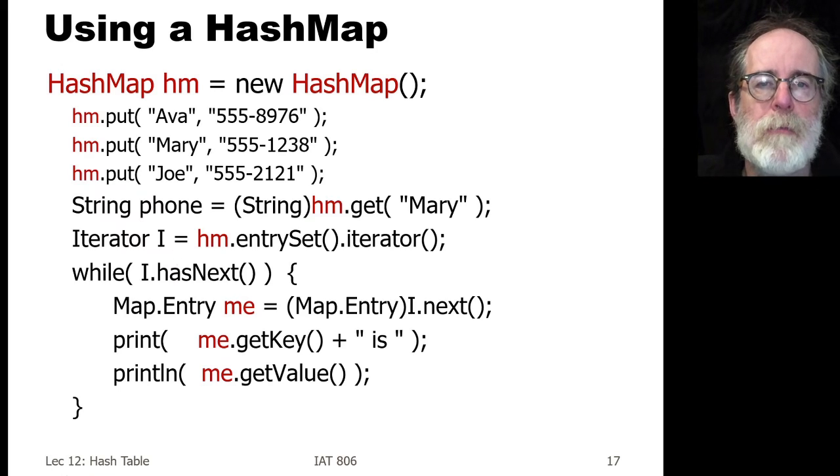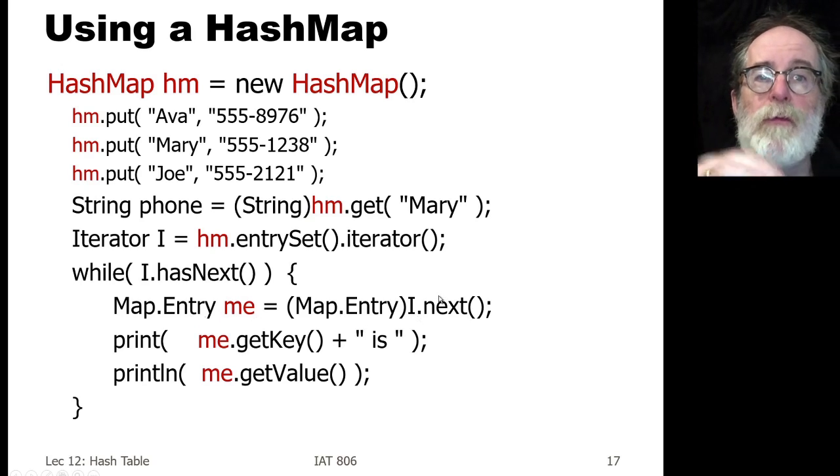So while i.hasNext, that is a single method that returns true if there's something next in the hash map in this case, and it returns false if it's at the end, that there's no more stuff for the iterator to iterate through. If that's true, then I want to get the data that is the entry. So Map.Entry me equals i.next. What the next thing does is it returns the next item in the hash map in this case.